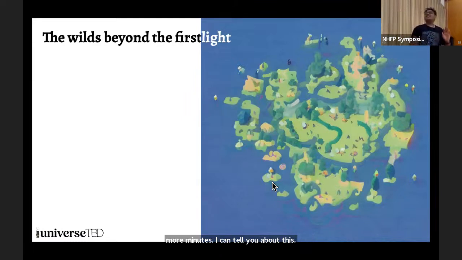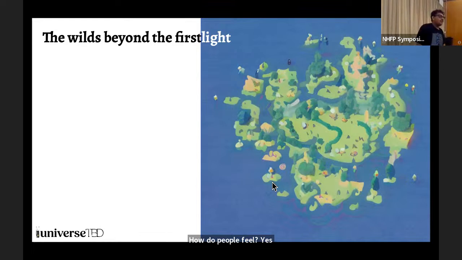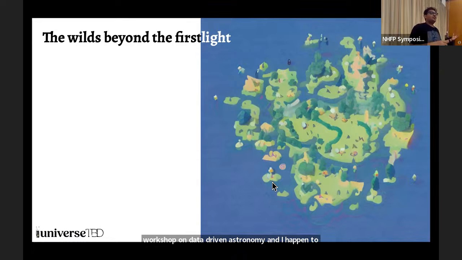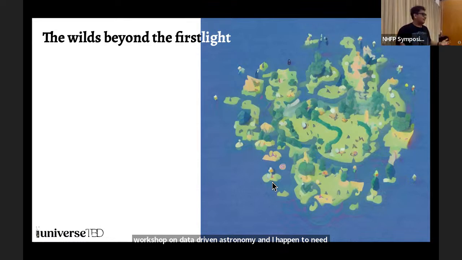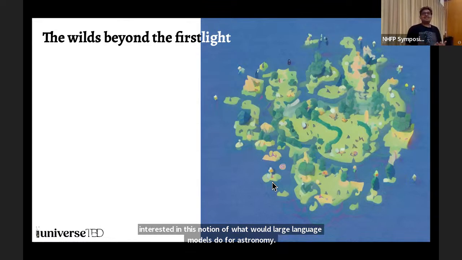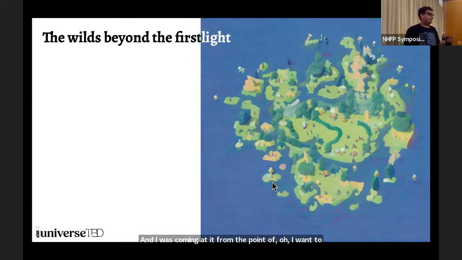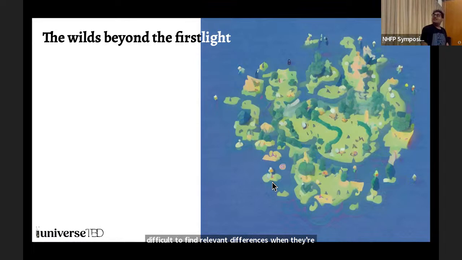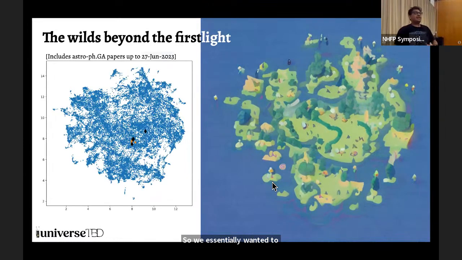All right. So back in February, there was a KITP workshop on data-driven astronomy, and I happened to meet Joe Juka and Yuan Zenteng and a bunch of people who were really interested in this notion of what large language models will do for astronomy. And I was coming at it from the point of, oh, I want to do better literature searches, right? I hate missing a paper when I'm writing. I hate missing, like, citing a relevant paper when I'm writing something. And I know that grad students and undergrads find it very difficult to find relevant references when they're starting out in a topic. So we essentially wanted to build a collection of papers.